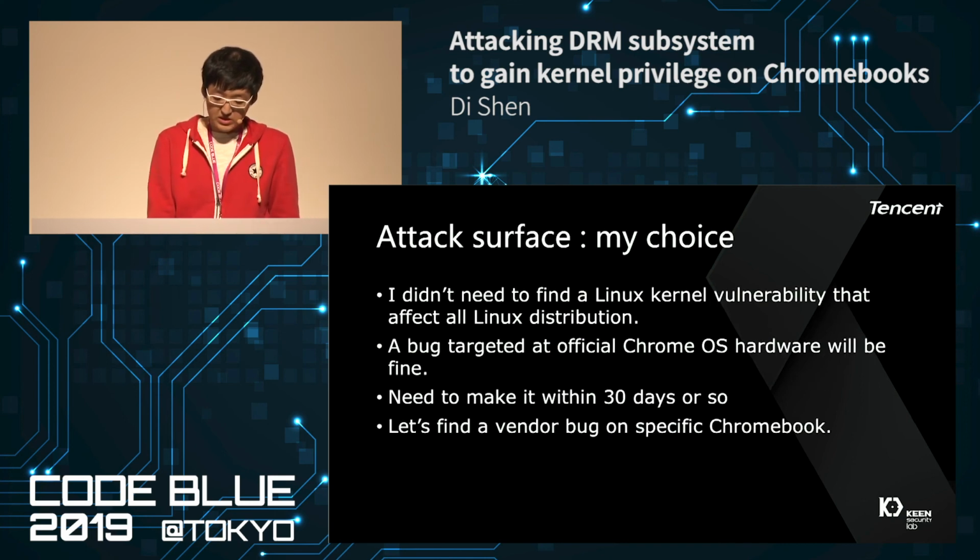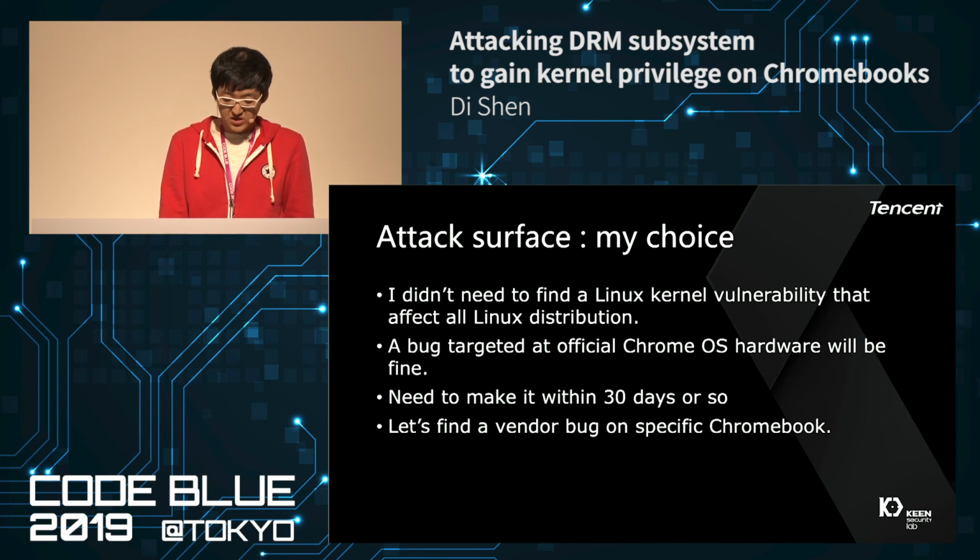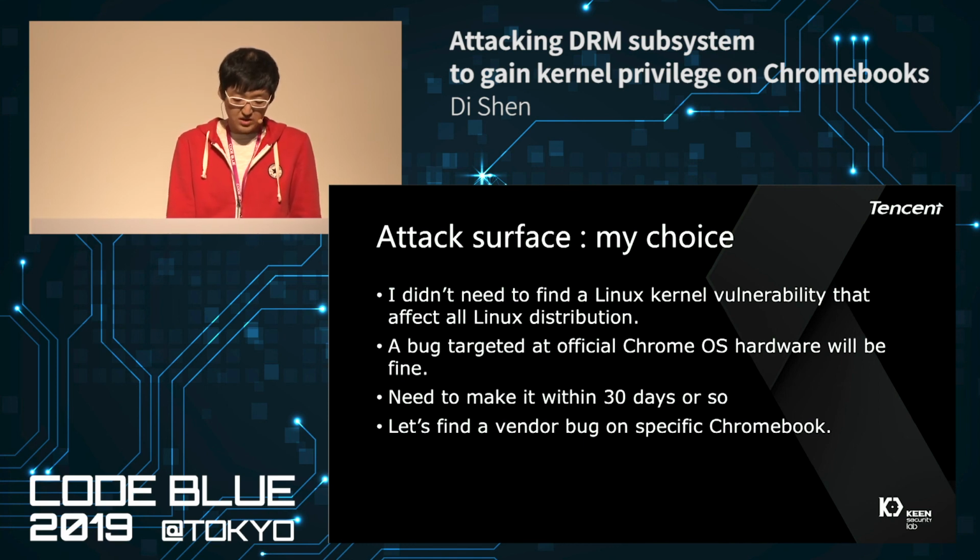So I start my research by the end of March, and the first thing I need to think about is the attack surface. Actually, I don't need to find a Linux kernel vulnerability that can affect all Linux distributions. That may be difficult and maybe takes me more time. I just want an easy job to get the bounty and to finish the work. So I believe that a bug targeted at official Chrome OS hardware will be fine.